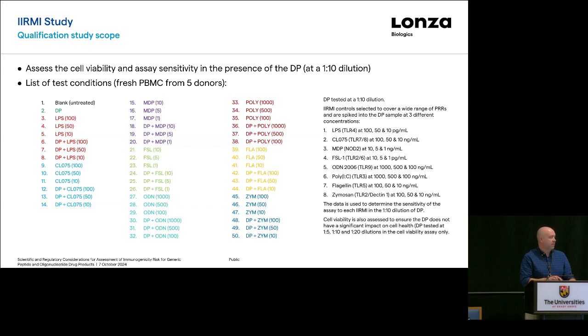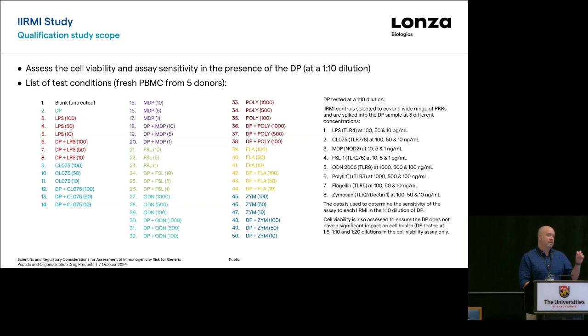We do also check the viability of the cells after treatment with the DP at 1 in 5, 1 in 10, and 1 in 20, just to show that if we go any lower than 1 in 10, that's detrimental to the cells, the cell health. So that usually allows us to select what's the ERMI concentration that we can detect nicely and robustly in the 1 in 10 diluted drug product.